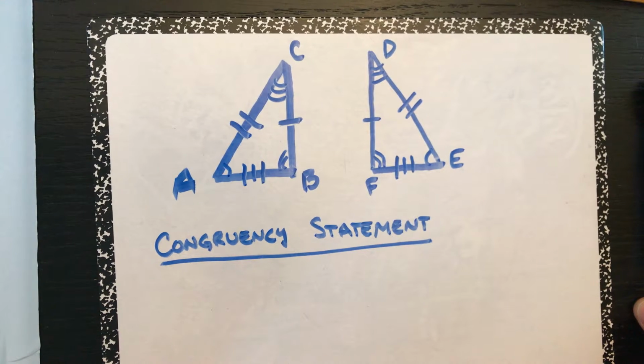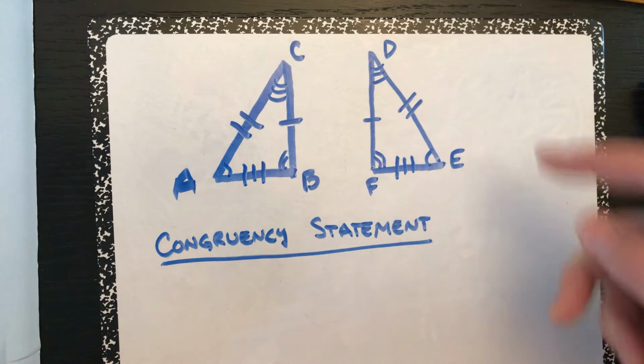But any congruent polygons are going to have congruent corresponding parts. So basically, they're matching sides and angles, and all of the matching sides and angles will be congruent. Now, we need to be very careful when we list our congruency statements.